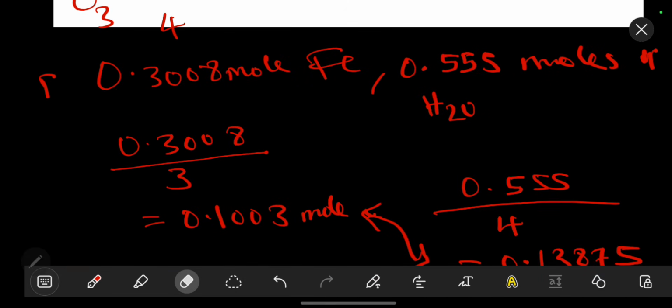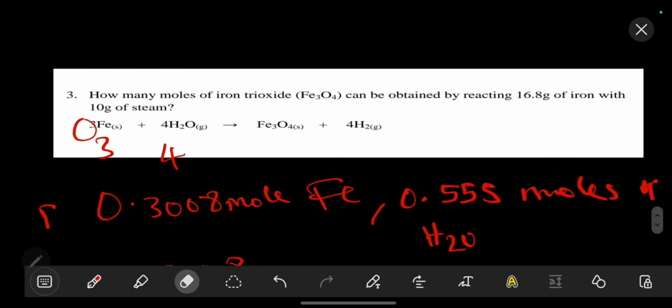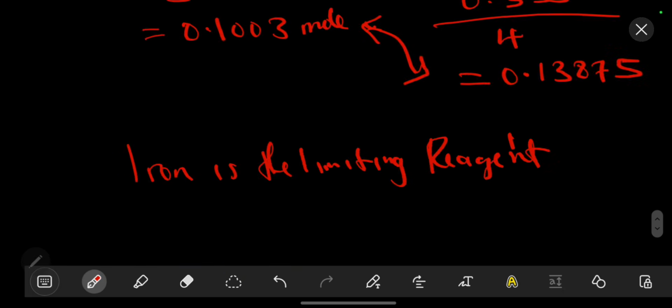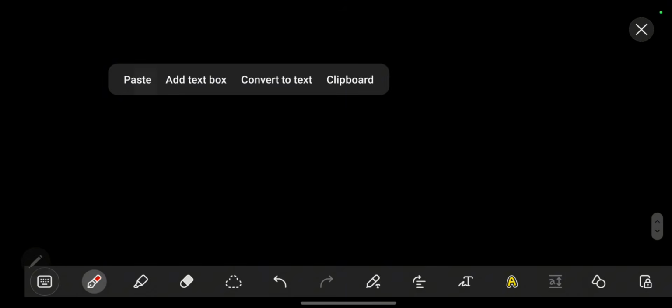Now let's find our mass. We are told how many moles. In fact, we are told how many moles of iron trioxide can be obtained by reacting 16.8 grams of iron with steam, like that. So let's be able to answer that.